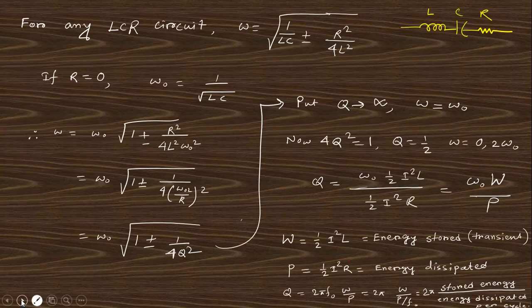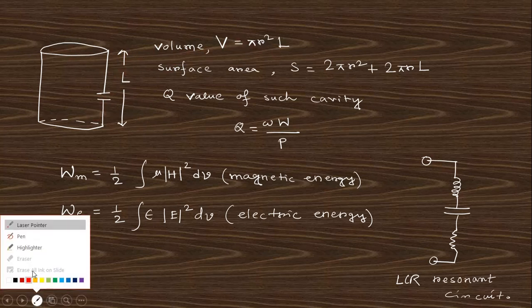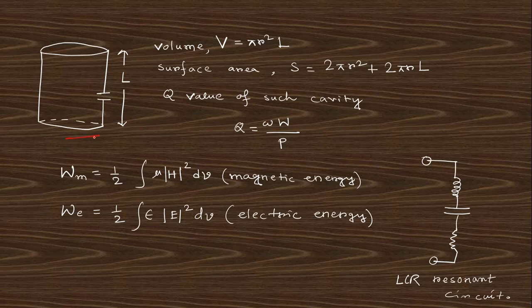Okay. Next, if you take a single terminated cavity resonator, then the volume will be pi r square L, if the radius is r. And the corresponding surface area will be like that. Then the quality factor of the cavity will be this. So this is the magnetic energy and this is the electrical energy.